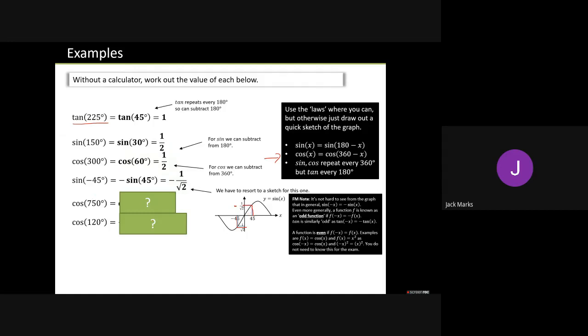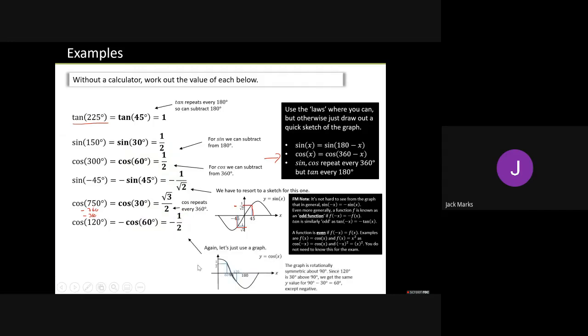Cos of a very large number, well, I'm going to take away a 360, and 720 is less. I'll take away another 360 as well. And cos of 120, what could we do for this one here? Well, cos of 240 doesn't really make it that much easier. Let's have a look to see what they do.